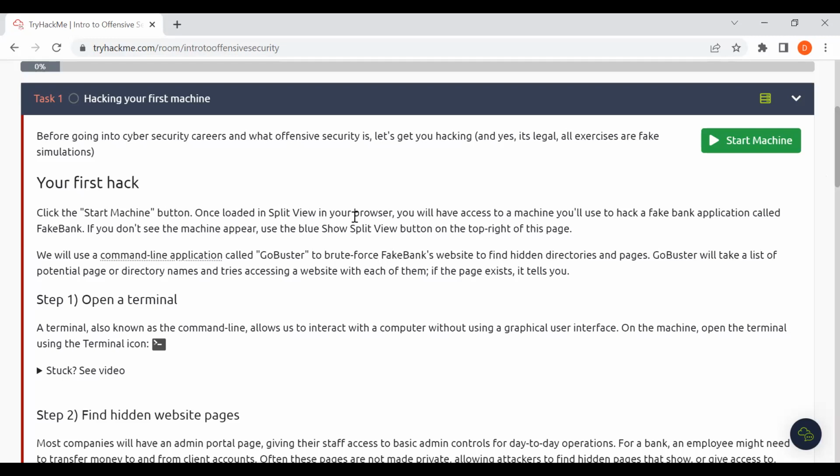So they say, your first hack: click the Start Machine button. Once loaded in a split view in your browser, you will have access to the machine you will use to hack a fake bank application called Fake Bank. If you don't see the machine appear, use the blue Show Split View button on the top right. So let's go ahead and start the machine.